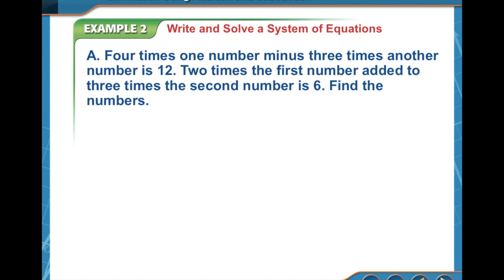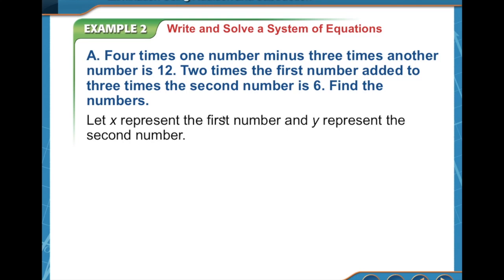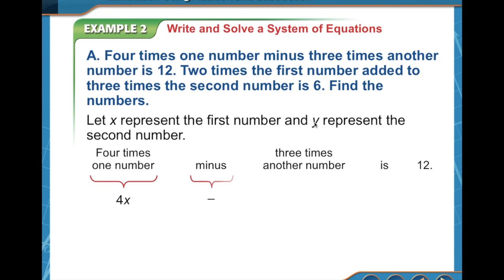We also know 2 times the first number added to 3 times the second number is 6. Find the numbers. So let's turn those into x and y. So the first number mentioned will be x, the second will be y.